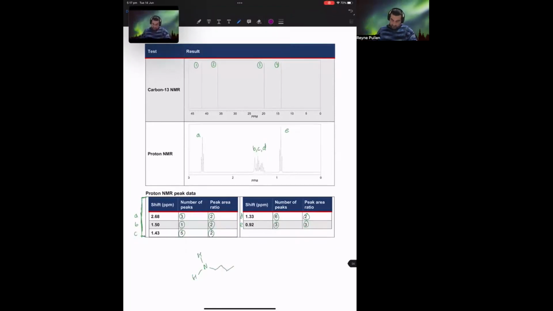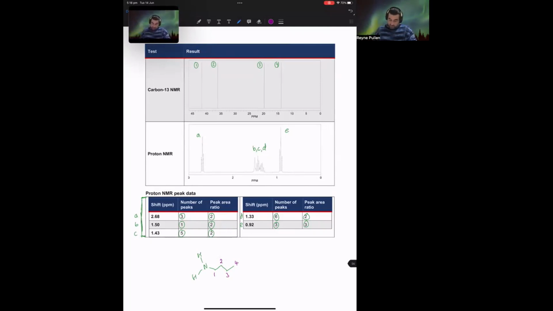Now, our carbon NMR, well, we're saying that peak 1 has to be closest to our nitrogen. The nitrogen is going to pull electron density away from it, therefore de-shielding it. So 1. And then if we follow that idea that as we get further away, the effect of the nitrogen reduces, so that would be 2, 3, all the way to our terminal carbon, which would be 4. Now that makes sense for our carbon, but does it make sense for our proton?